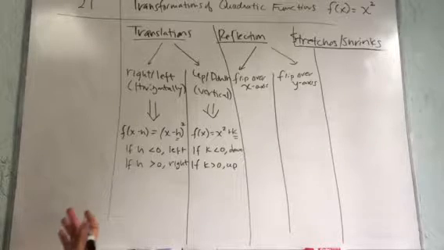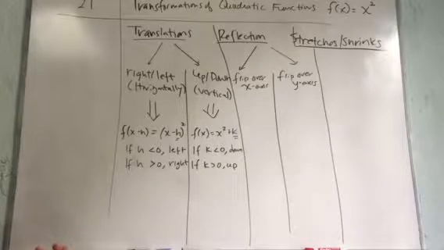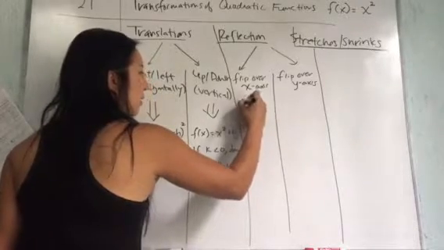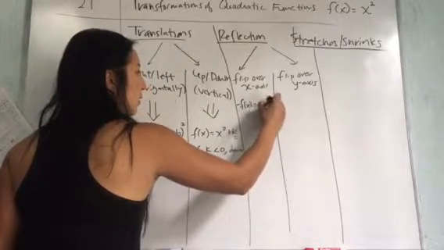If you want to flip it over the x-axis, it's pretty easy. All you have to do is just negate the function. So you would just find negative of f of x, which is negative x squared.